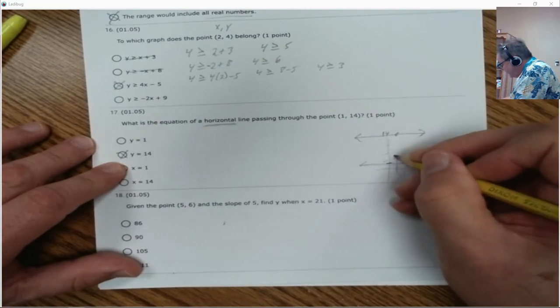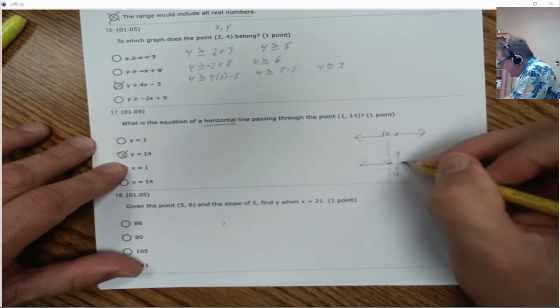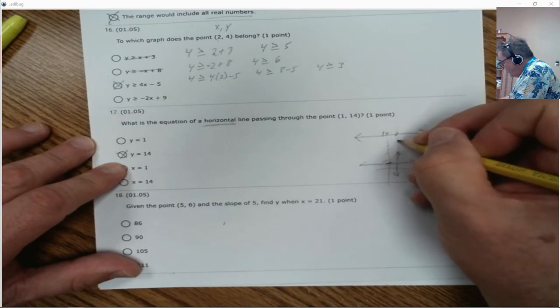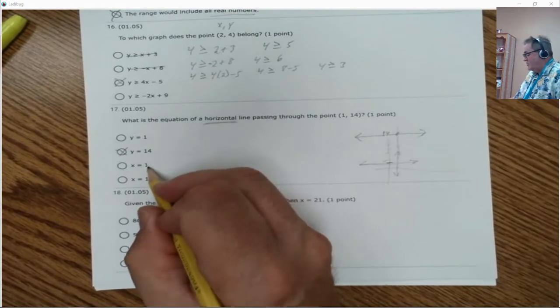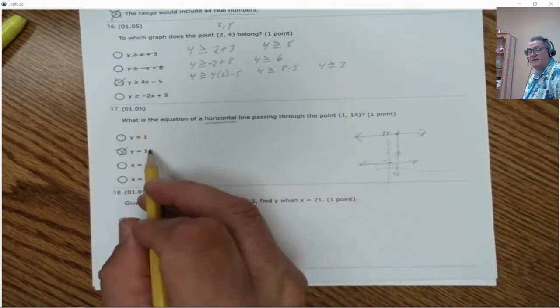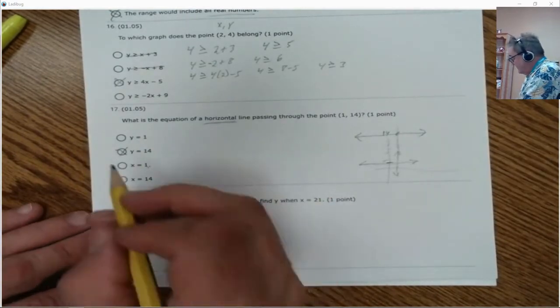So that would be the vertical line, and that would also pass through that point, because this is the point (1, 14). But that would be a vertical line, not a horizontal line. So y equals 14 is the one you're looking for.